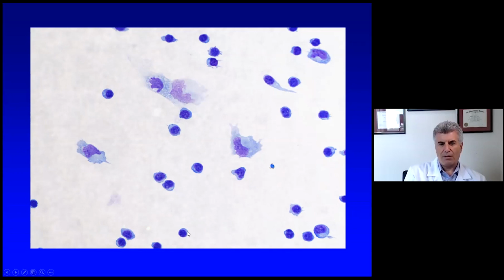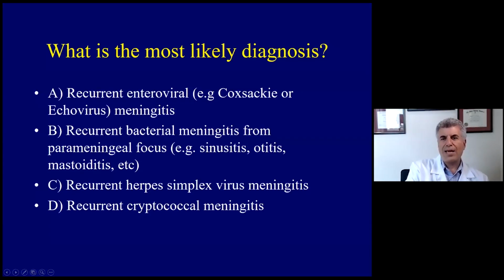He had about 80% lymphocytes, but these are very abnormal cells with this pale blue cytoplasm, very irregular, and this footprint-like nucleus here. What's the most likely diagnosis? A, recurrent enteroviral meningitis, perhaps Coxsackie or echovirus, the most common types of viral meningitis. B, recurrent bacterial meningitis from a parameningeal focus, like sinusitis or otitis or mastoiditis. C, a recurrent herpes simplex virus or HSV meningitis, or D, recurrent cryptococcal meningitis.